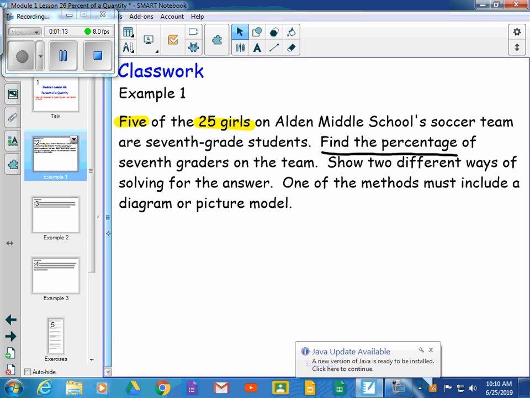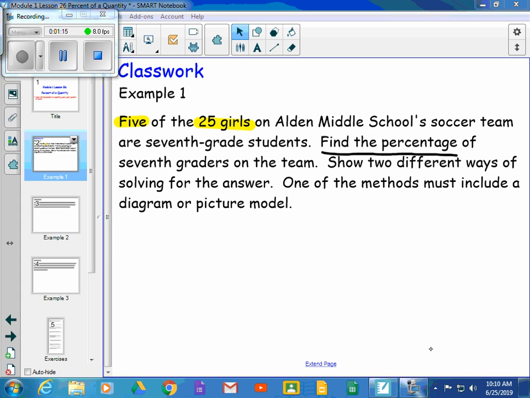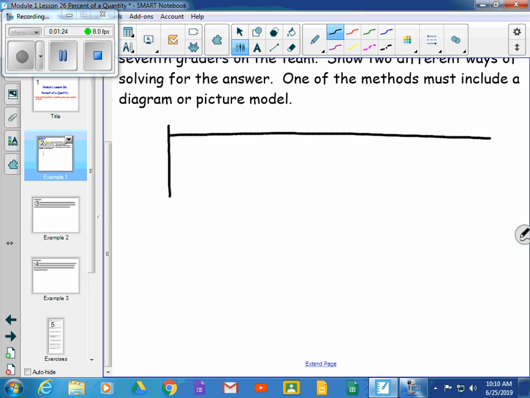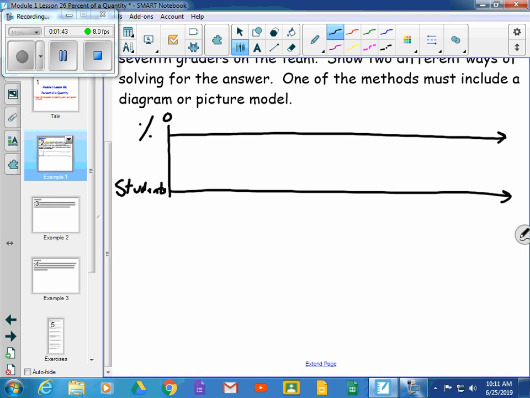Now we have to show 2 different methods, and one of the methods has to include a diagram or a picture. So I'm going to start with that method, and the diagram that I'm going to use is a double number line. Double number lines are excellent to use for finding percents. I always like to make the percent the top number line. And the other thing that we're talking about in this particular example are students. Of course, this first part, 0 and 0 match up.